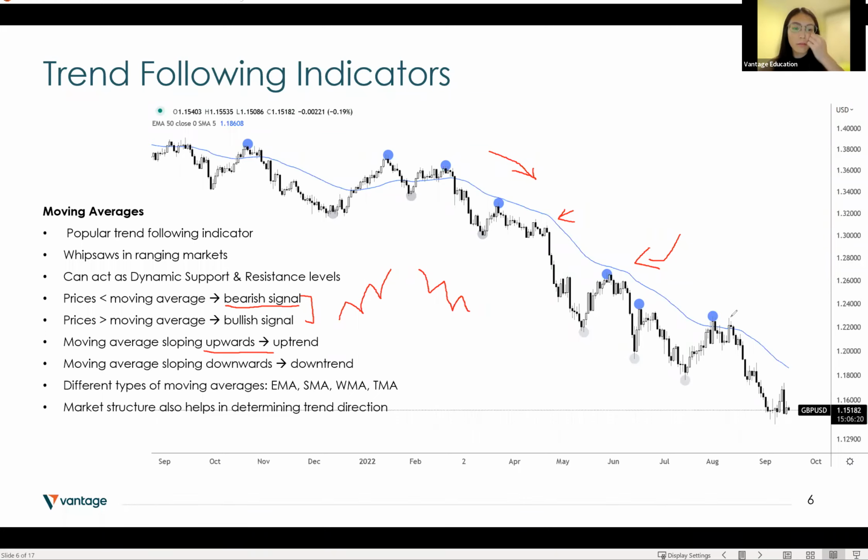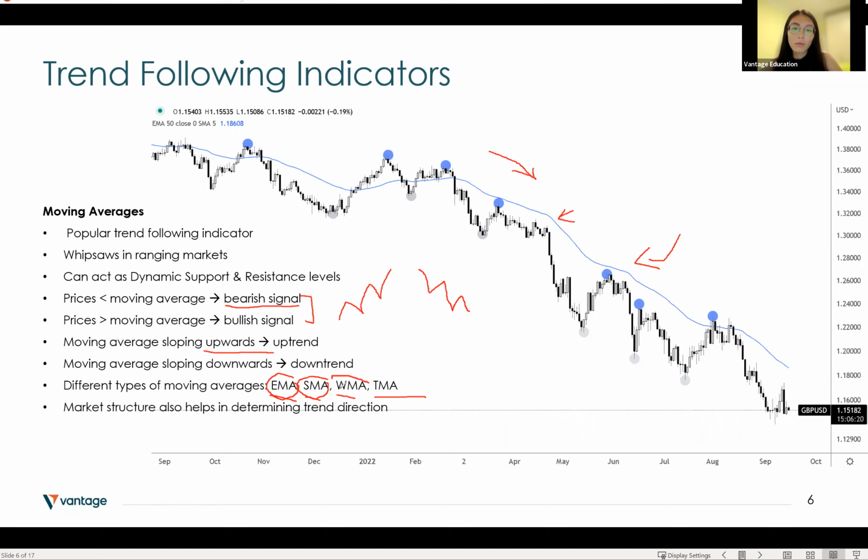There are different types of moving averages, right? Examples of them would be your EMA, SMA, WMA, and TMA. EMA means exponential moving average, so the calculation of this exponential moving average gives more weight to recent prices. SMA means simple moving average. For a simple moving average, let's say you have a 10-day SMA, a 10-day moving average period. It will take the prices of the past 10 periods, and take the average of that to determine the SMA.